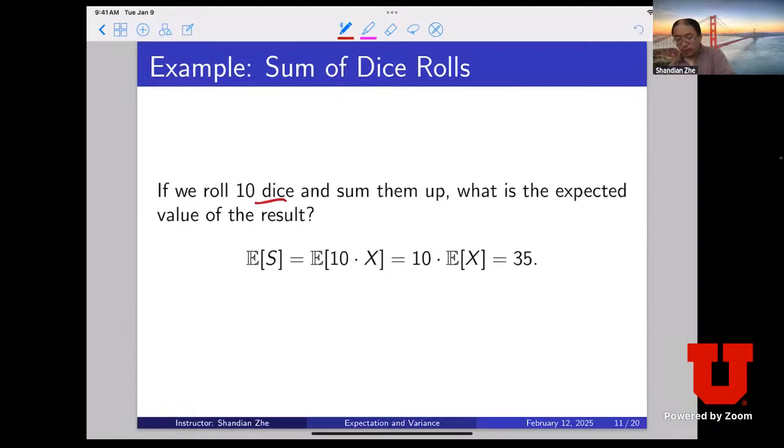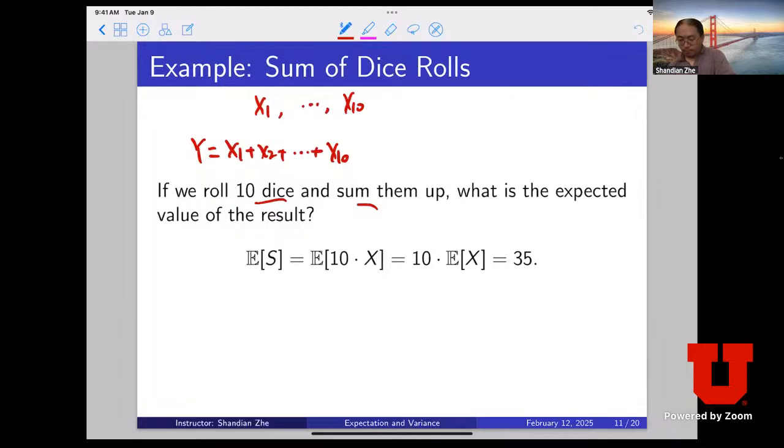We roll 10 dice, and we see the 10 points. Let's denote the points for each die as x1 to x10. Now I want to look at the summation of all those 10 points, which I denote as y. Y is the summation from x1, x2, to x10.